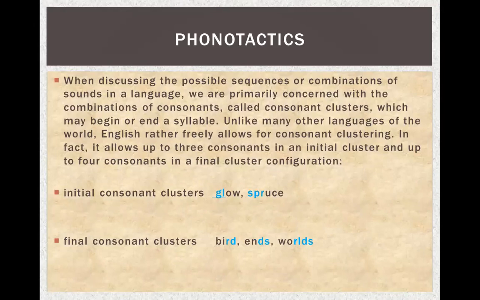And when discussing the possible sequences or combinations of sounds in a language, we are primarily concerned with the combination of consonants called consonant clusters, which may begin or end a syllable. Unlike many other languages of the world, English rather freely allows for consonant clustering. In fact, it allows up to 3 consonants in an initial cluster and up to 4 consonants in a final cluster configuration. Initial consonant clusters: glow and surprise. Final consonant clusters: bird, ants, and words.